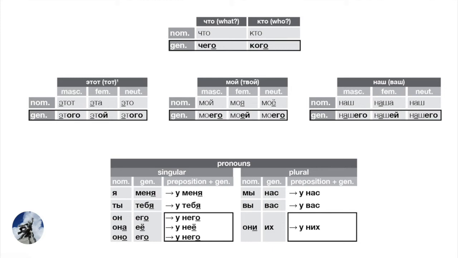Okay, over in the plural, мы becomes нас, у нас. Вы becomes вас. And after the preposition, у вас. So no change for those two, but они becomes их. And after the preposition, we have to add an н, and we get у них.